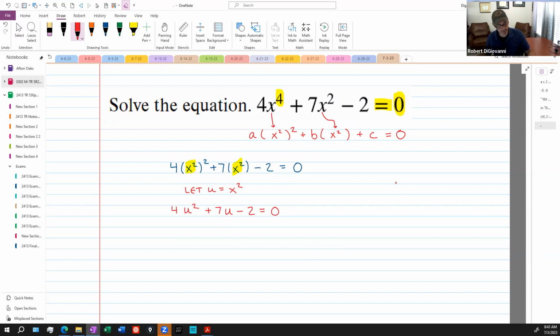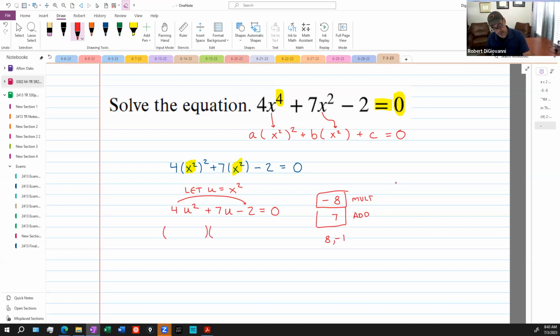Let's see if we can do the AC method again. Let's see, 4 times negative 2, that's negative 8. We need two numbers that multiply to be this and add up to be 7. Yeah, I think I'm going to be able to get that. 8 and negative 1.